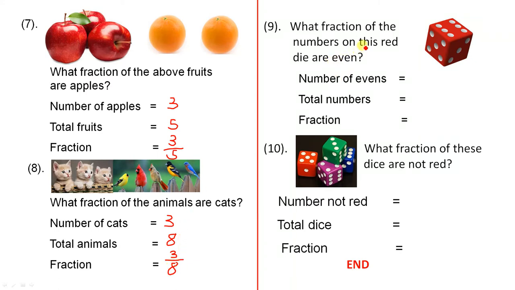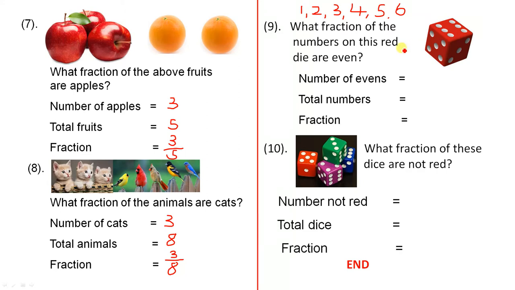What fraction of the numbers on this red die are even? Now if you know anything about a die, which I think most of you would, that's the singular of dice. The numbers on a die are 1, 2, 3, 4, 5, 6. Now we can see some of the numbers already, but you can't see all of them because of the way it's facing. So they're the numbers on this die here.